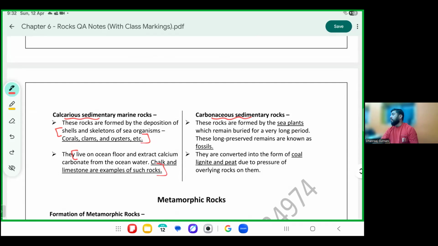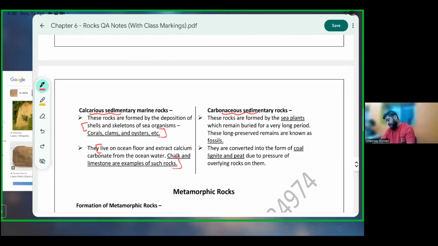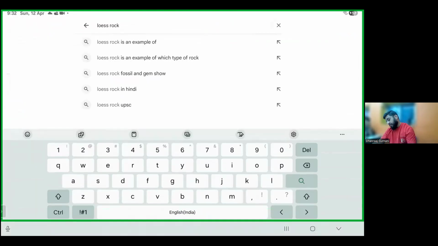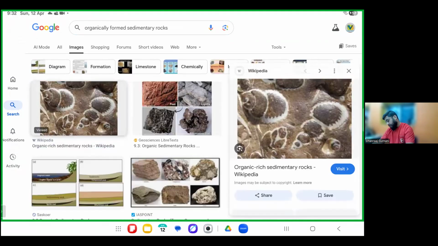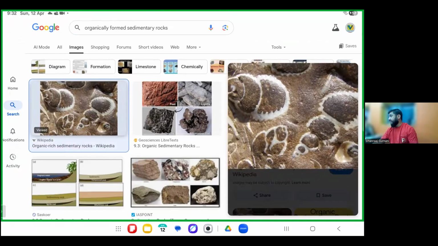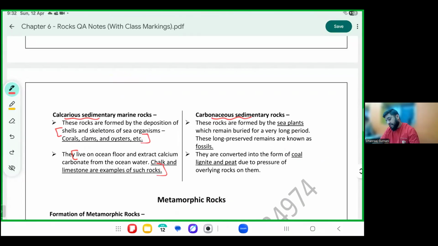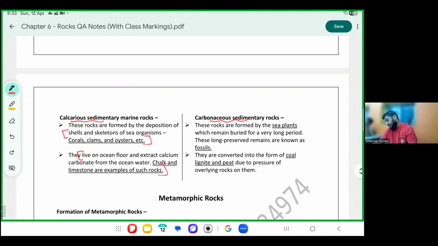They are similar to the organically formed rocks which we did here. These are similar to the calcareous. They have skeletons of dead animals, plants, clams, oysters. They are found on the ocean bed. Examples are chalk and limestone. Carbonaceous rocks are formed by sea plants, which remain buried for a long time.